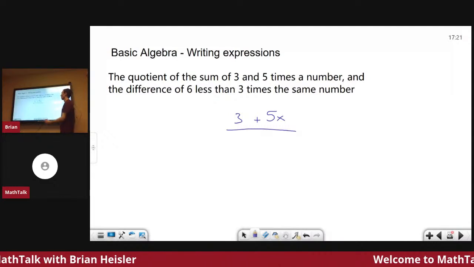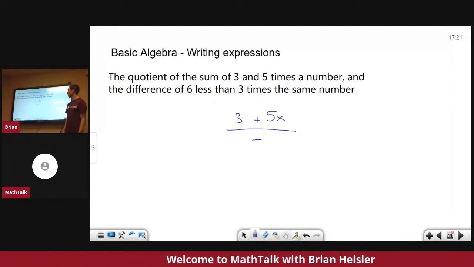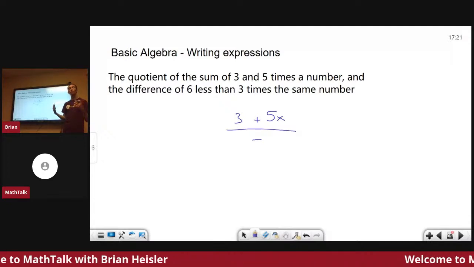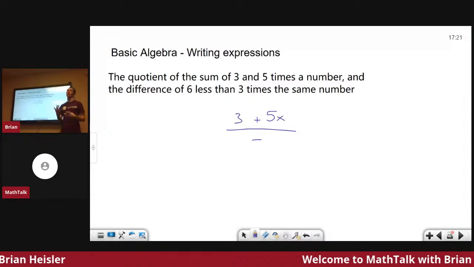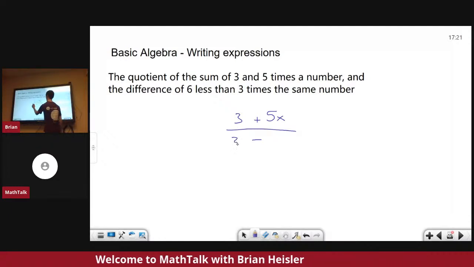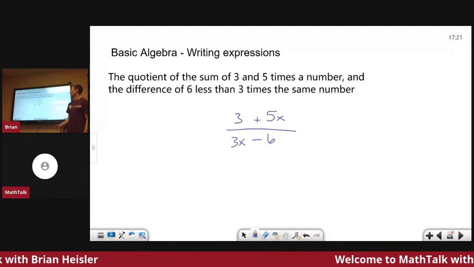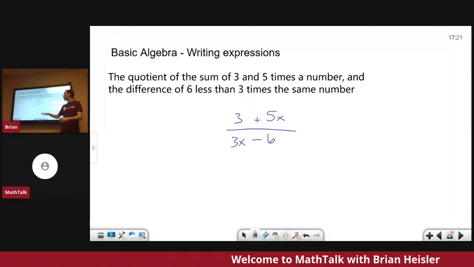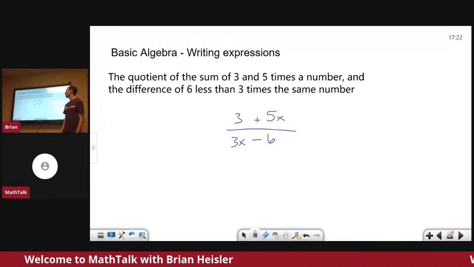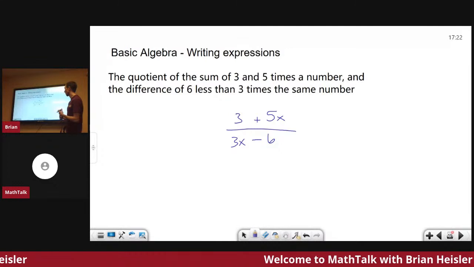And the difference, so I know there's a subtraction problem: 6 less than 3 times the same number. With the difference and subtraction, when you have phrases like that, you want to approach it as the opposite. So 6 less than 3 times a number is: I'm taking 3 times a number and subtracting 6 from it. It's 6 less than that. And I'm using the same variable because it's the same number. So here it is. This is the expression of all those words, in letters and numbers. This is the answer. So again, it's knowing what phrases to use and how to put them together.